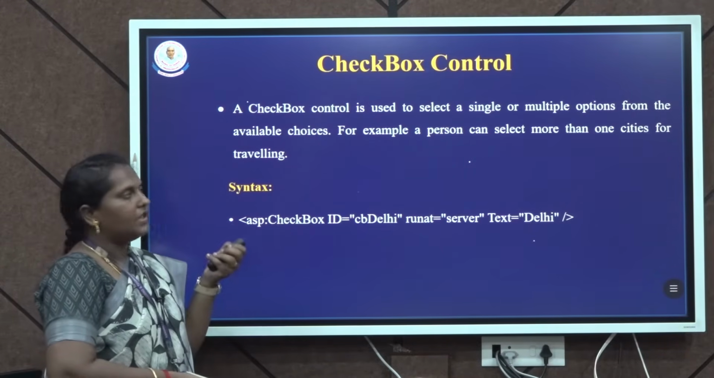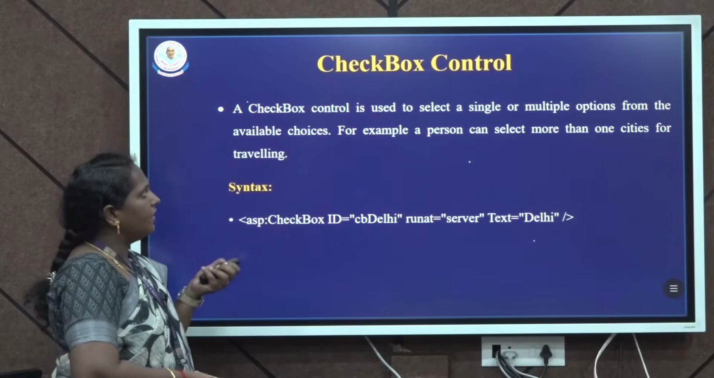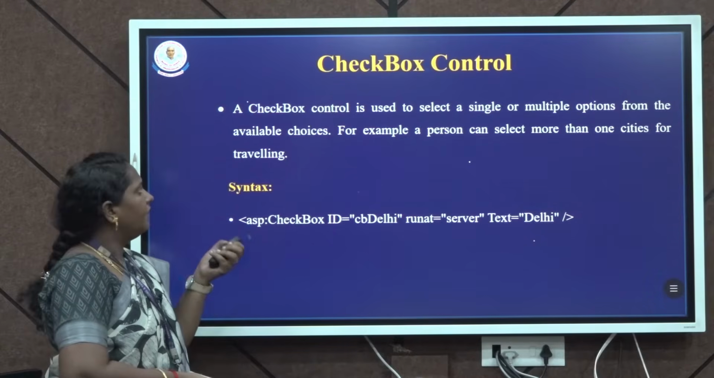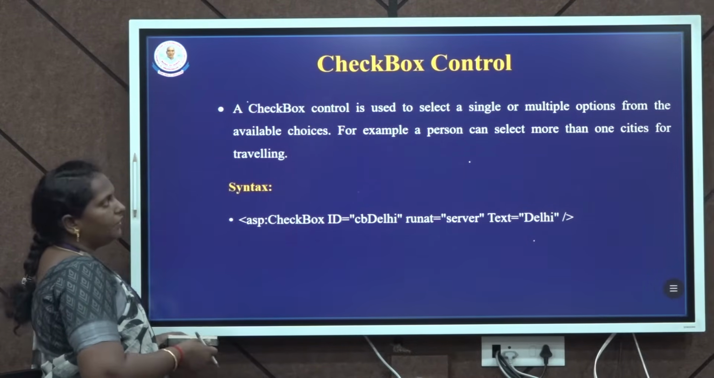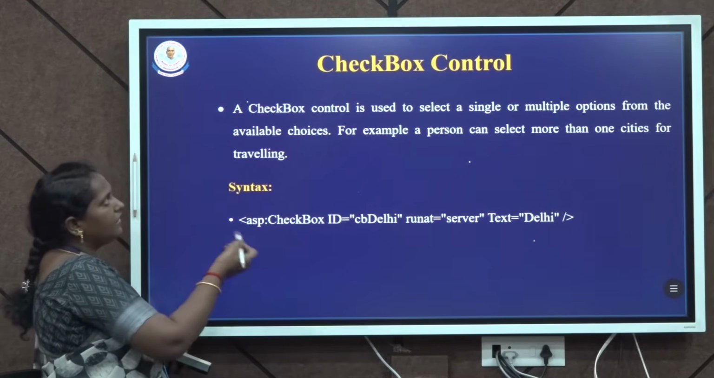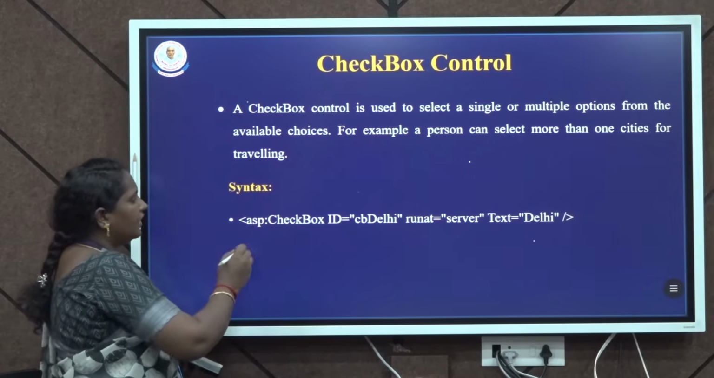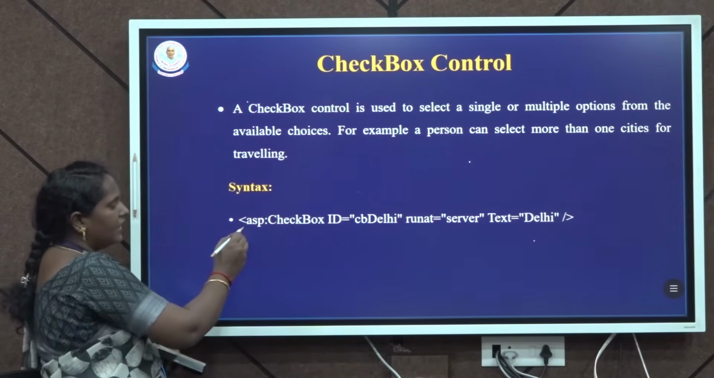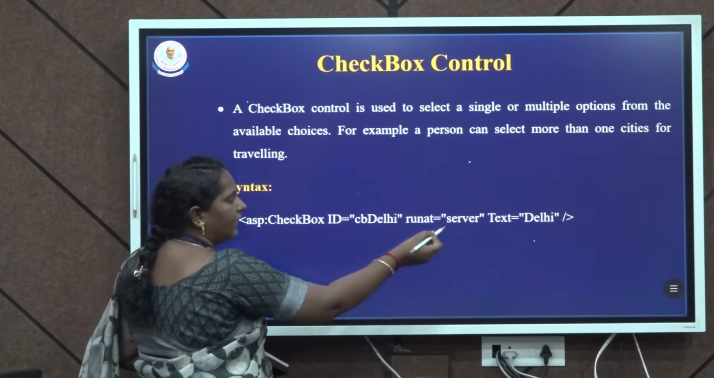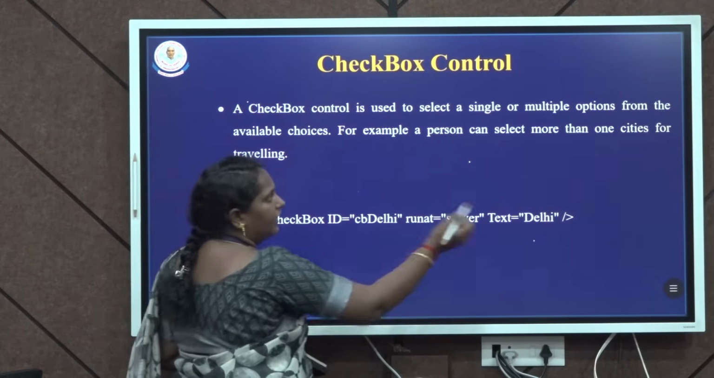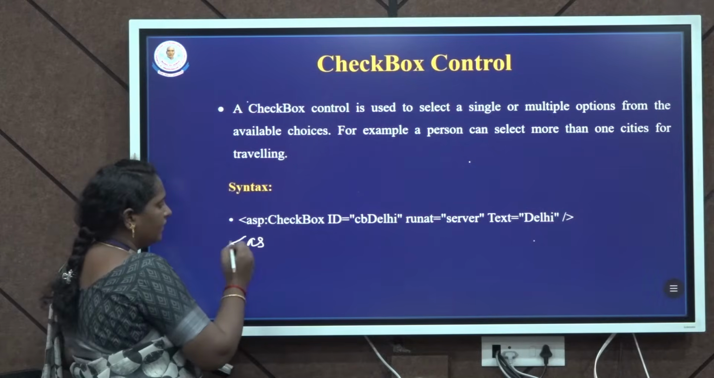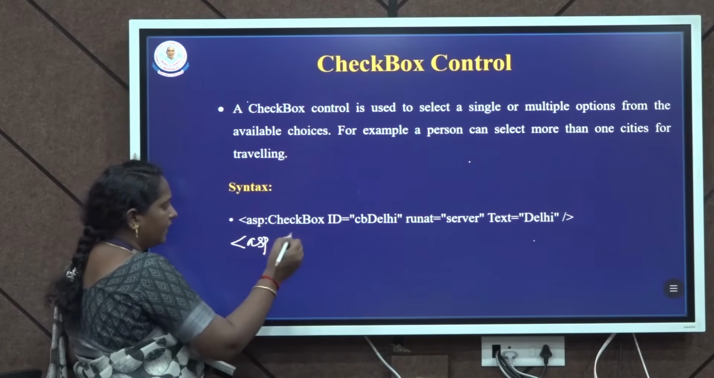And the next concept is the checkbox control. Using this checkbox control, the user can select single or multiple options from the available choices. So, if I want to choose more than one hobby, I can use this checkbox control. Here the syntax is the ASP tag, my ID is CBDelhi, and it will run at server side. The text is Delhi.